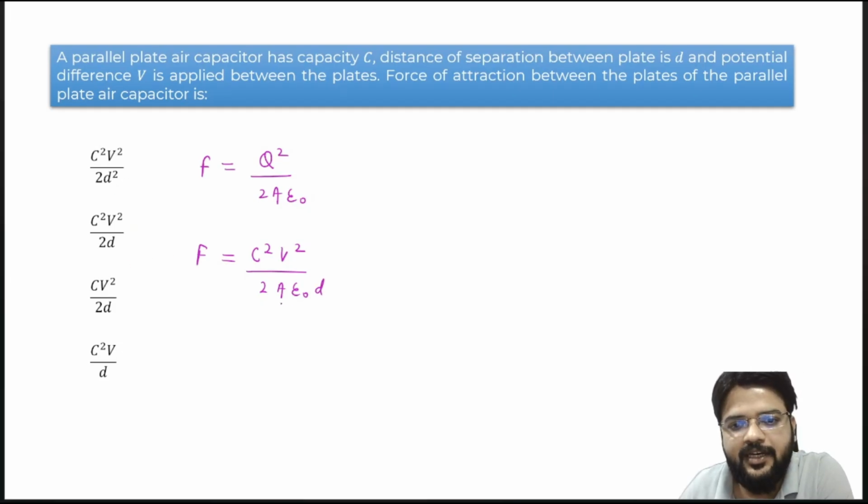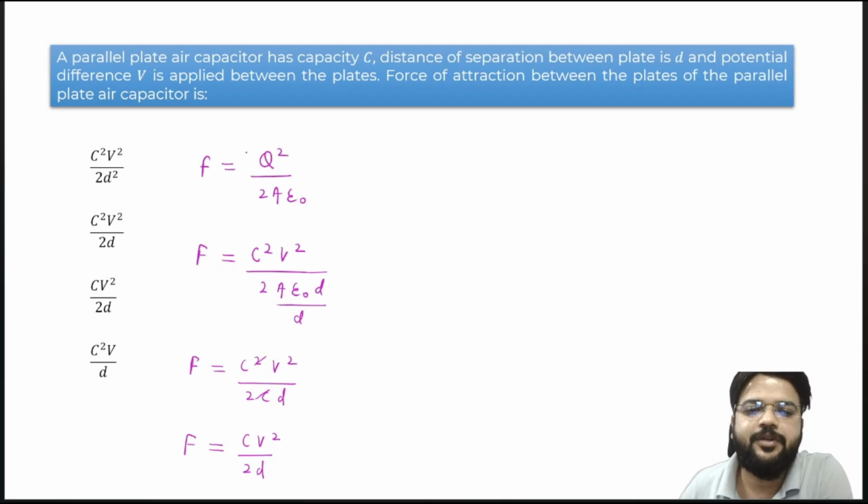So I will multiply with D and divide with D. This thing I am doing. And 2 epsilon naught D divided by 2 epsilon naught by D is what? It is C. So finally what we have, C square V square divided by 2CD. Now C and one C are cancelling, so we have CV square by 2D. So finally we have CV square by 2D.